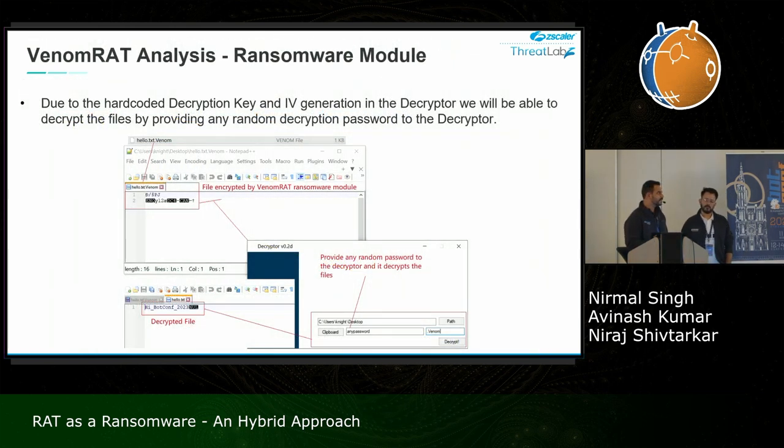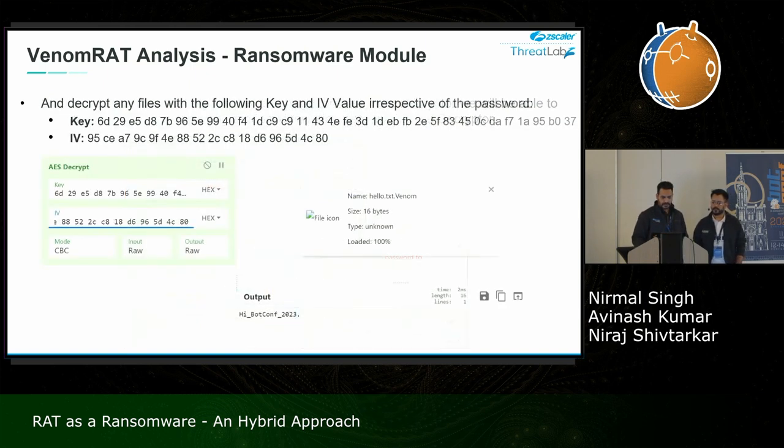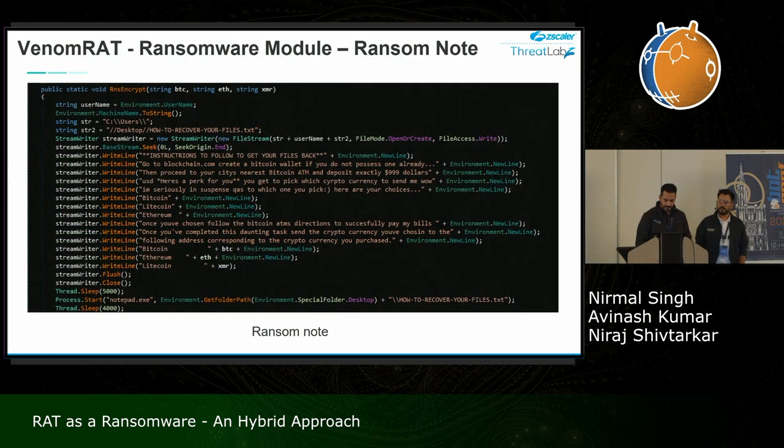That also suggests maybe it is underwhelming. We saw that even if you don't have the decryptor, you can use any decryptor. If you have the key and IV value, you can just provide that and you will be able to decrypt the files. Another thing, the ransom note is also hardcoded, not downloaded from anywhere. Only the Bitcoin and crypto addresses that I mentioned they will get from C2.